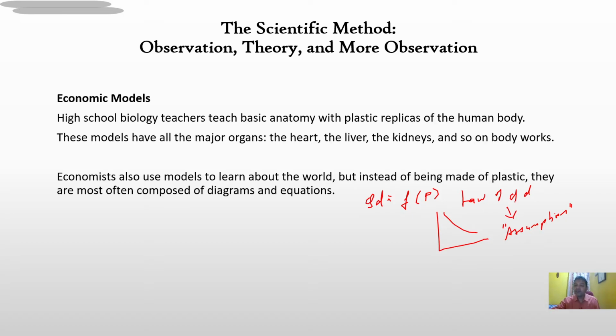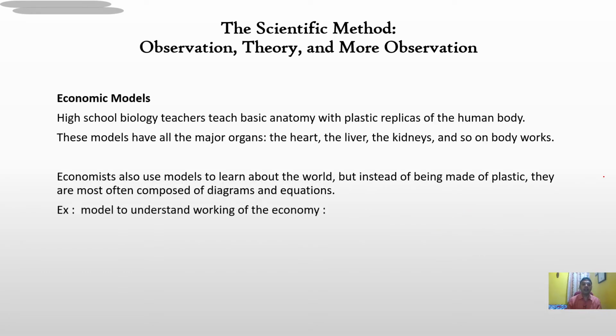And why do we frame this law? After observing the economic agents, we observed, we assumed, and we framed the theory. And after assuming, when we collect the data and keep certain factors constant, if it is statistically significant, we accept the theory as it is, or else we reject it. So models help us understand the working of the economy.